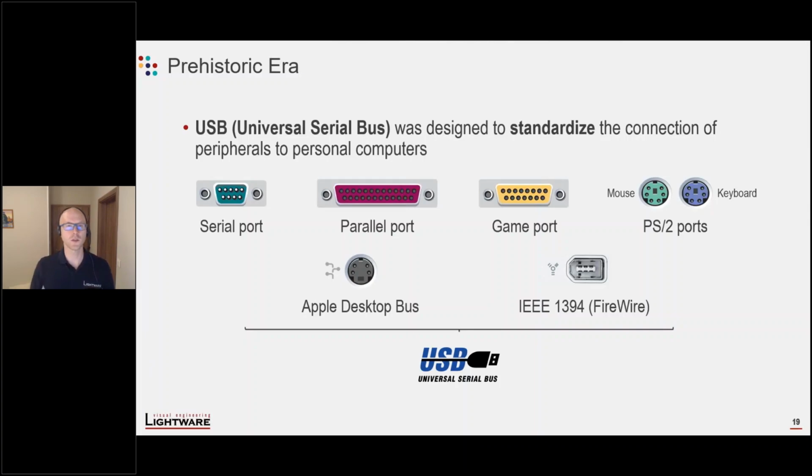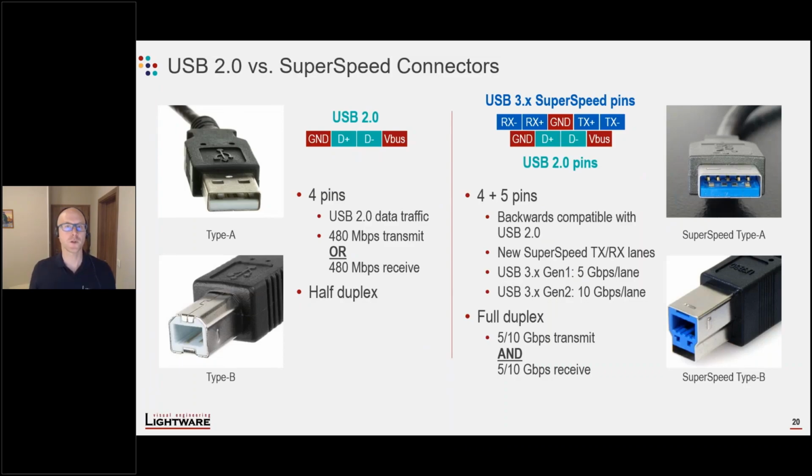So the goal of USB was to get rid of all these older connectors: serial port, parallel port, PS2 ports, FireWire, and so on. The creators of USB wanted one single type of connector which can eliminate all of these, and hence the name, Universal Serial Bus. The first version was USB 1.0, but that was mainly for the first generation of keyboards and mice. The next big step, which lived for many decades, is USB 2.0.